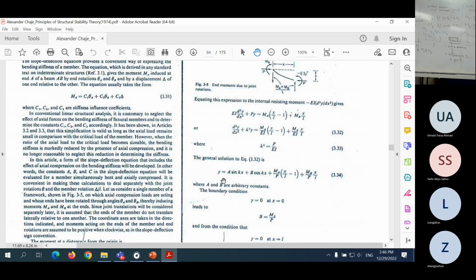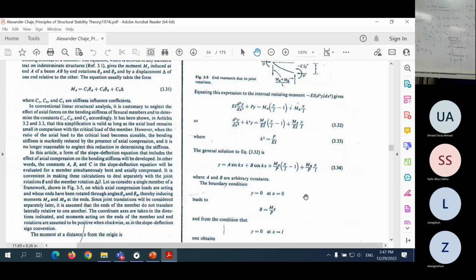So you start with the governing differential equations. Then you write into this form, equation 3.32, where you introduce the terms k square. Then you solve them, equation 3.34. Then you have a and b, which you solve using boundary conditions. So finally, you get the equations for y.